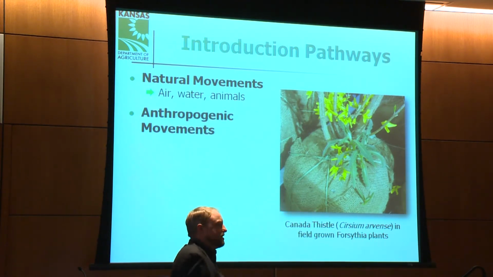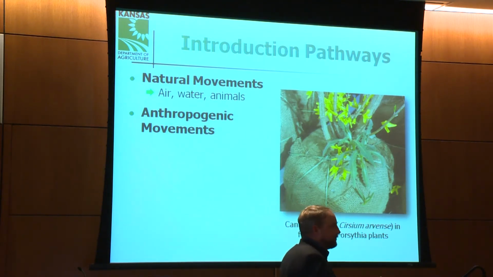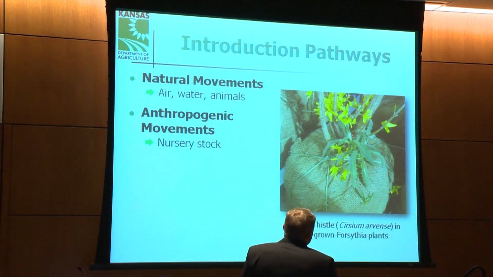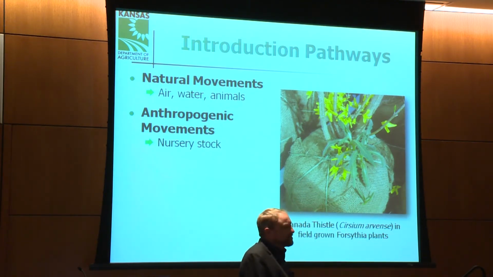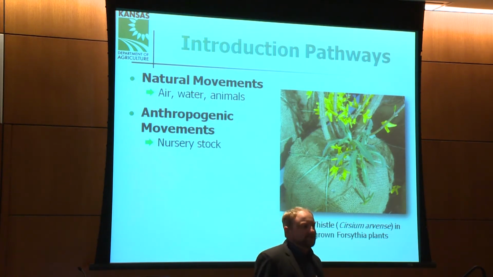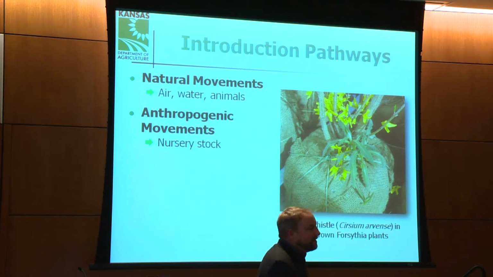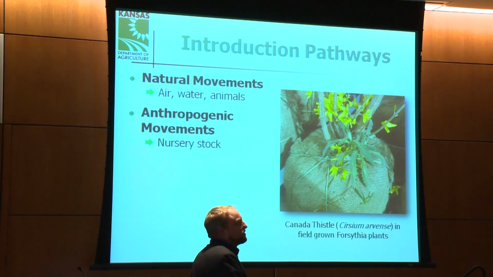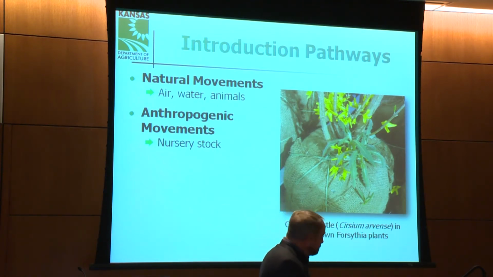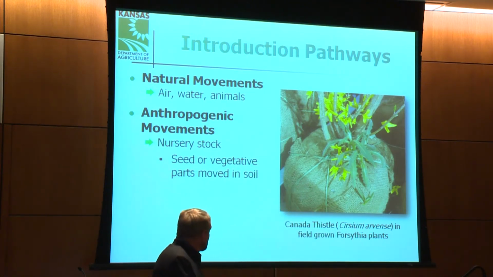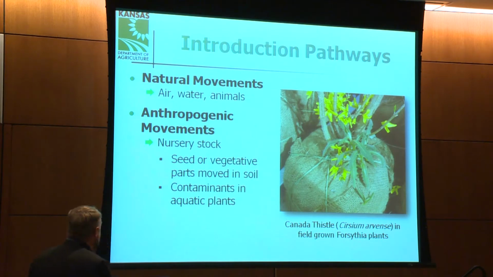They get introduced anthropogenically, by man. We introduce these through nursery stock. There's a field-grown forsythia with a Canada thistle seedling growing out of it. Sell that to a homeowner who lives 50 miles away in an area that hasn't had Canada thistle, you've got a whole new population. Like that, moved in the soil with these nursery stock.